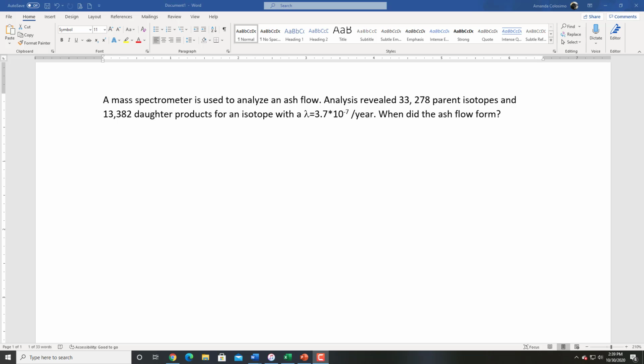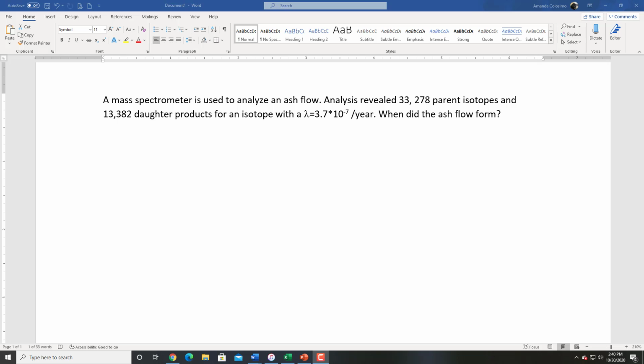A mass spectrometer is a machine that is used to estimate what atoms are in a substance. By the very slight differences in mass between those atoms, it can estimate which atoms are present. And in this example, a mass spectrometer was used to analyze an ash flow.